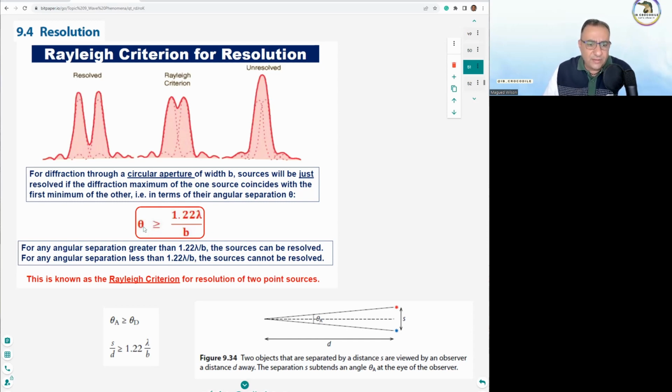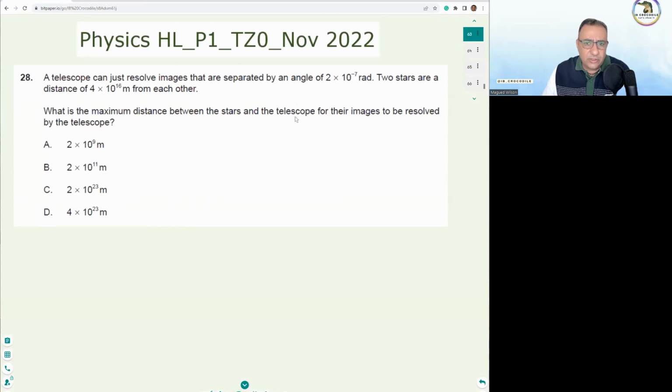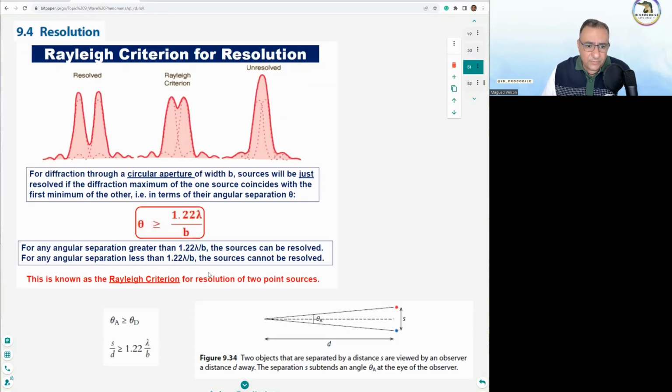So theta is the angular separation, which has to be at least equal to 1.22 times lambda over b, where lambda is the wavelength of the light and b is the diameter of the aperture or the slit. The proof of this formula is not required in the IB diploma, so you just need to know this formula. However, it will not be helpful in this question, because the question did not mention anything about lambda or even the diameter or radius of the slit.